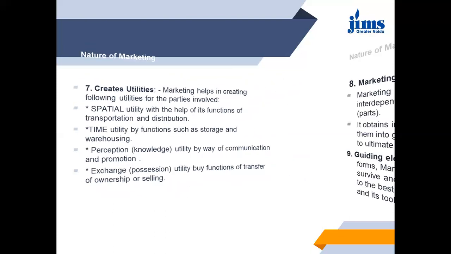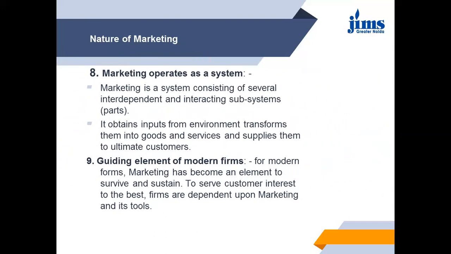Moving on, the last two features of marketing. Marketing operates as a system. Now, you have to understand what a system is all about. A system is an entity consisting of several interdependent interacting subsystems. Similarly, marketing also is a system comprising of its environment, the firm, the goods and services, the customers, etc.